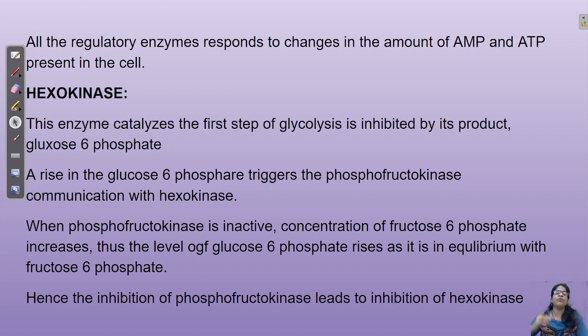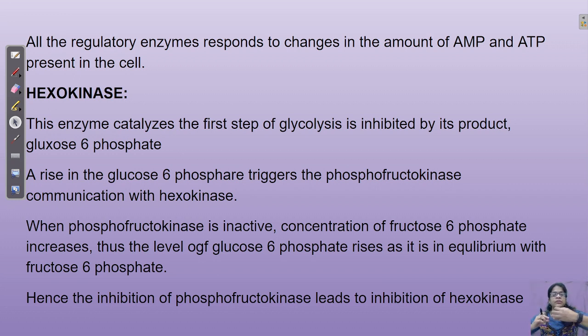Once there is an increase in glucose 6 phosphate, it would trigger phosphofructokinase, which communicates with the hexokinase. Phosphofructokinase is an important enzyme in glycolysis, which catalyzes the conversion of fructose 6 phosphate into fructose 1,6 bisphosphate. It is also irreversible. When phosphofructokinase is in an inactive position, there is no conversion of fructose 6 phosphate to fructose 1,6 bisphosphate. So fructose 6 phosphate would also be increasing in the cell.